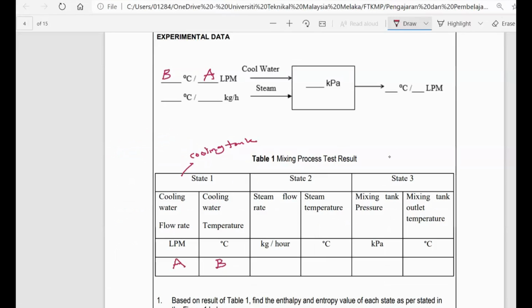For step number 2, this is for the hot water or hot tank value. For the steam flow rate, you record the value in kilogram per hour. Let's say C, so here is C. The steam temperature, okay, the same here, D.